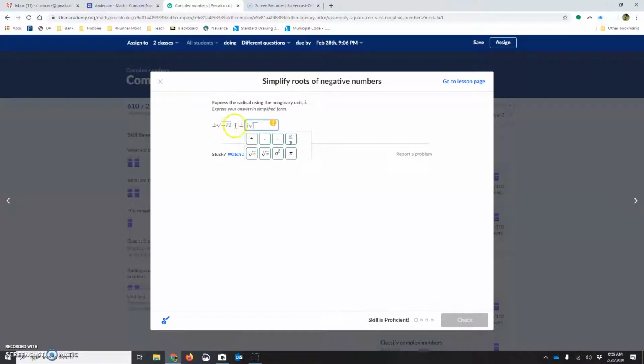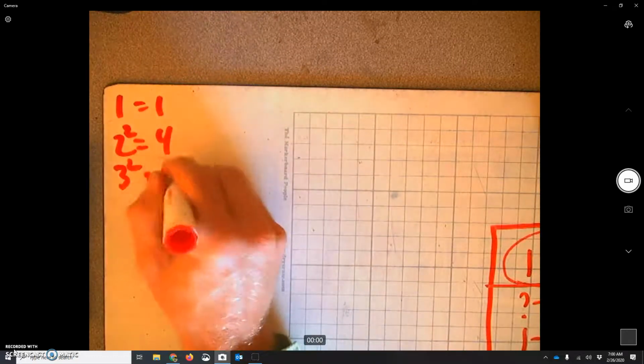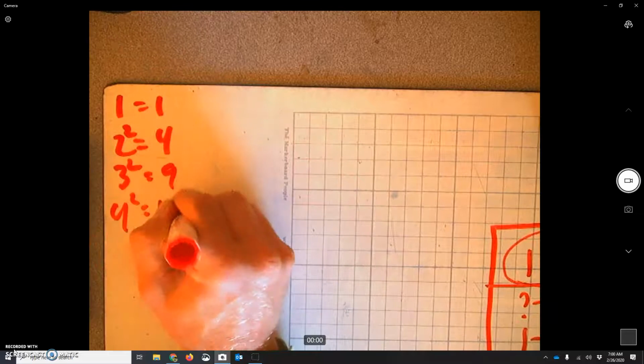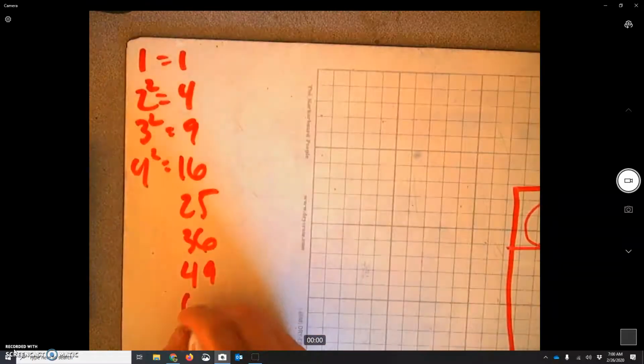Now, we want to see if the 70 can be broken down at all, because we might be able to add a number out front. Like if it were just straight up 36, the answer would just be 6i. So we want to go through and see if we can find any values that are perfect squares that go into 70. So remember, our perfect squares: 1 squared is 1, 2 squared is 4, 3 squared is 9, 4 squared is 16, 25, 36, 49, 64, 81, and 100.